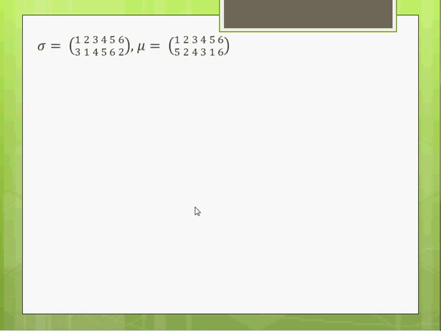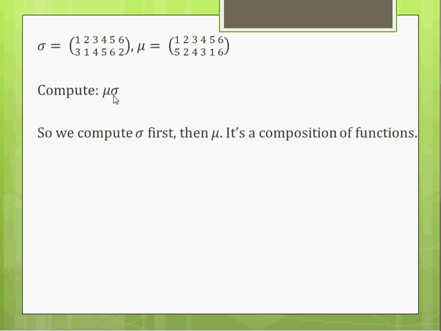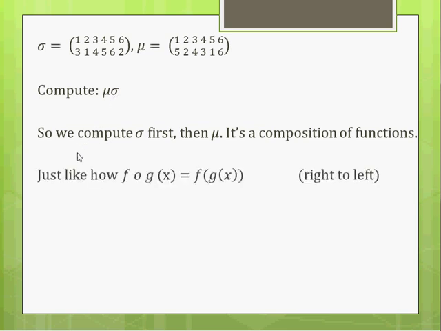So in this example, it gives us that sigma is this permutation, and mu is this permutation. And it asks us to compute mu of sigma. And this reads just like a composition of functions. It's not mu then sigma, it's mu of sigma. So just like in college algebra how you had f of g of x, you got to compute g of x before you can compute f of g of x, don't you? So that's what we got to do here.